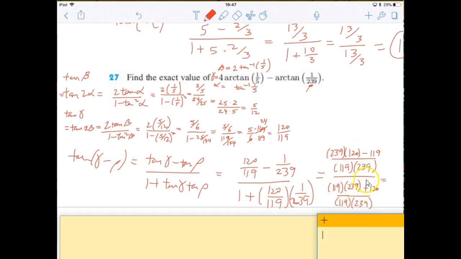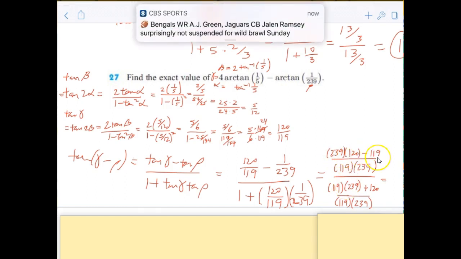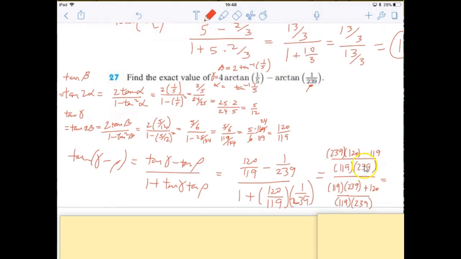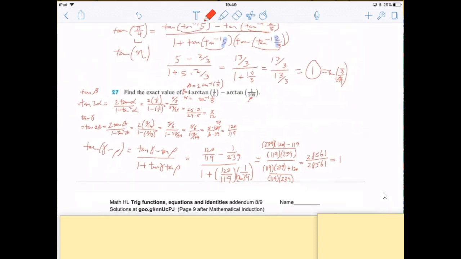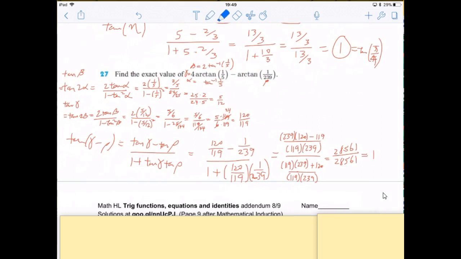And it turns out if you put those two numerators into the calculator, 239 times 120 minus 119, and 119 times 239 plus 120, you are going to get the exact same number. Weird, huh? Actually, not that weird. These are book problems, right? So weird things happen when you do it right. So you get 28,561 for the top and the bottom. You divide those and it becomes 1. So we know that the tangent of gamma minus rho is 1.